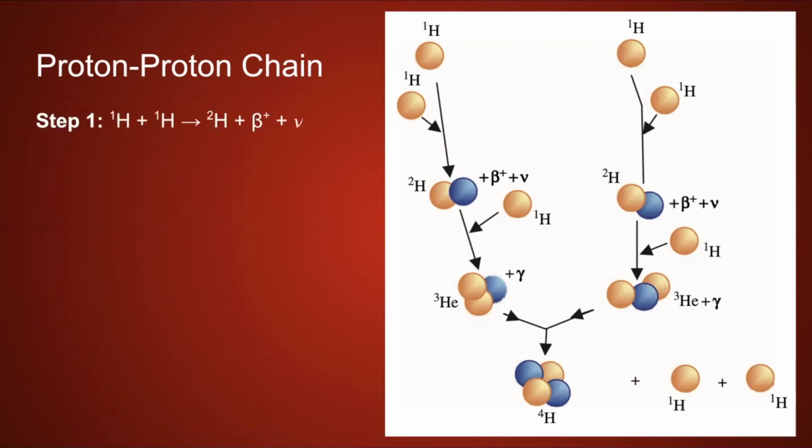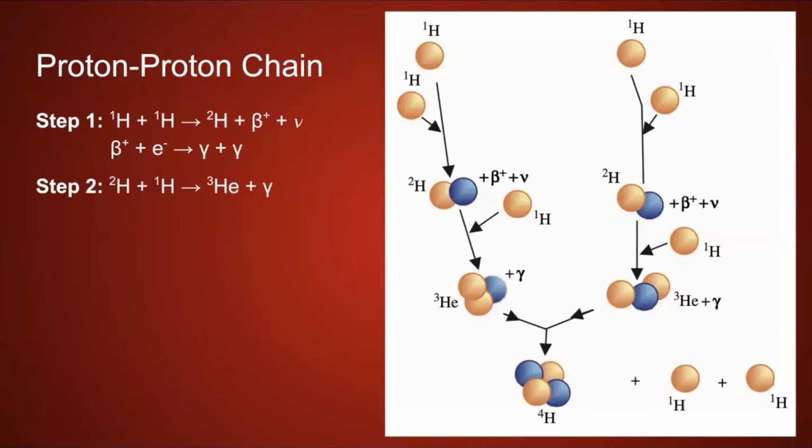So the first step is for two protons to collide and fuse together to form deuterium, which is an isotope of hydrogen that consists of one proton and one neutron. This reaction will also produce a positron and a neutrino. A positron is basically a positively charged electron. The positron will quickly find an electron and will create two gamma rays.